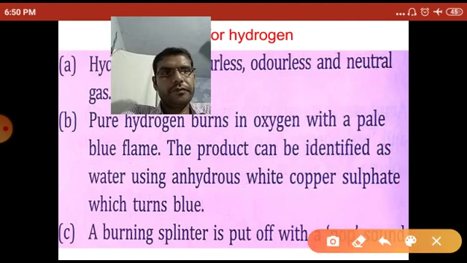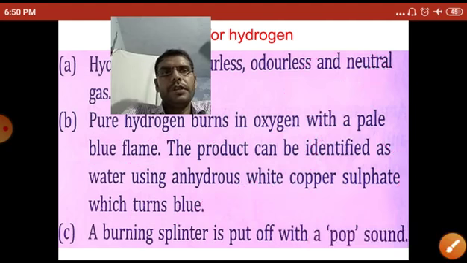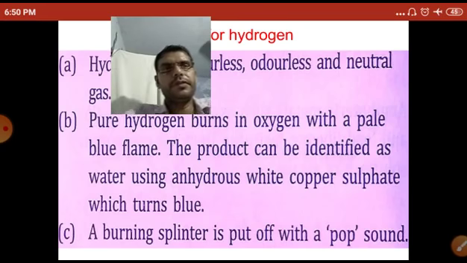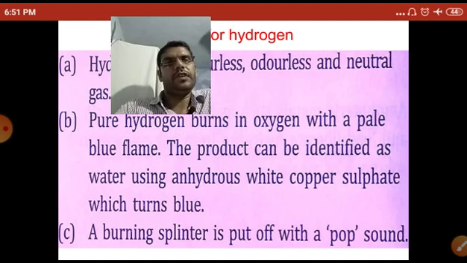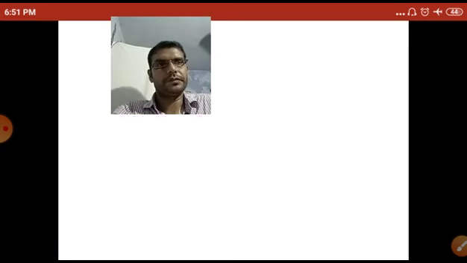Now the next test: a burning splinter is put off with a pop sound. When hydrogen gas is produced, the burning splinter gives a pop sound, because hydrogen is a highly inflammable gas, and it produces a pop sound like an explosion.